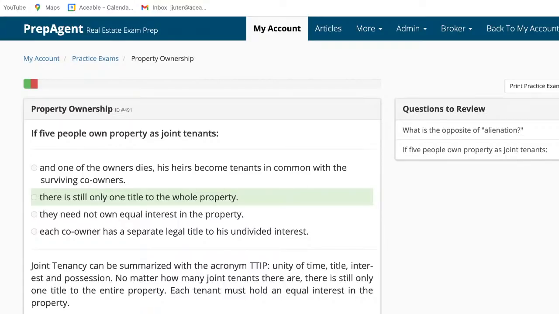So let's talk about those two things. So first you've got TIP. Time means it was taken at the same time. You took it together. Title means you're both on title equally. Interest means you have the same shared interest in the property. And possession, you both have the right to open the door and watch TV there. It's yours. Right of survivorship means that if I die, you get the property if we have joint tenancy. If we're joint tenants together.